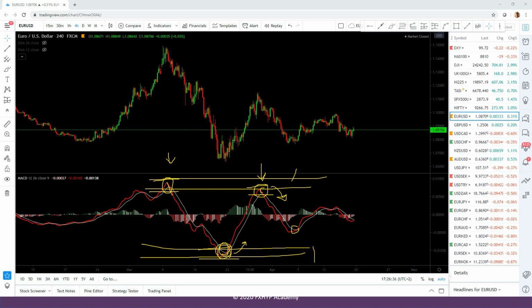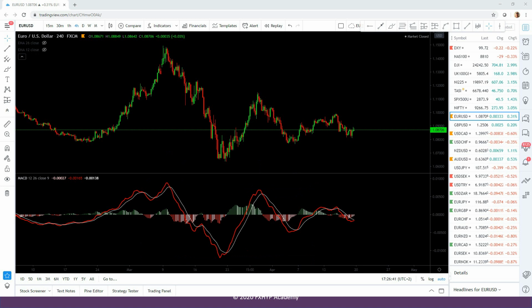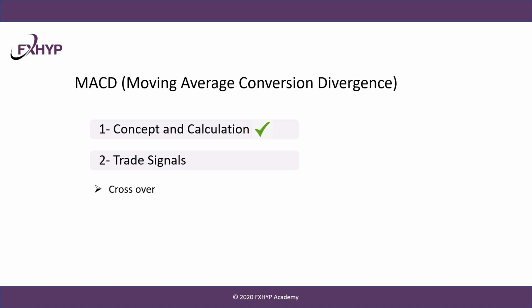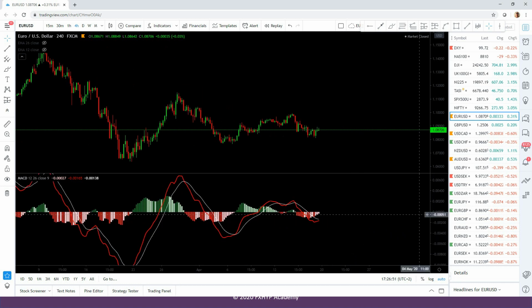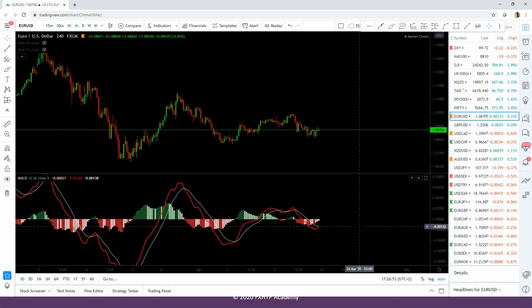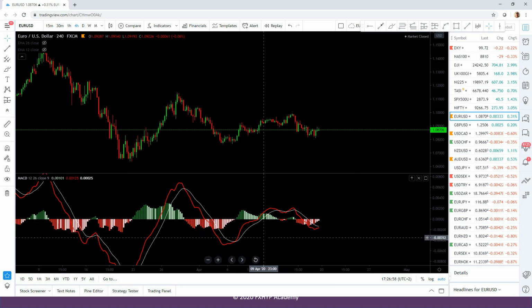The second one is what we also call the double crossover. What does it mean by the double crossover? That's what we see right now. The double crossover is when the crossover comes very close to the zero line. Meaning what? Meaning it's the same crossover but not from the extreme.